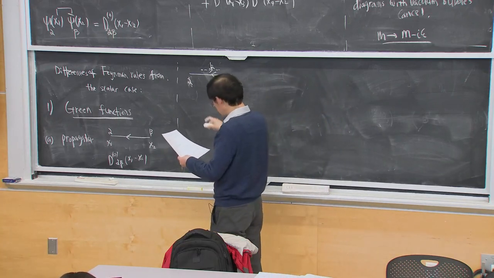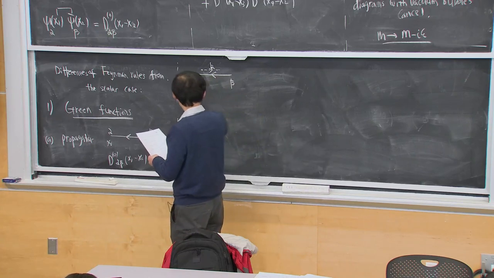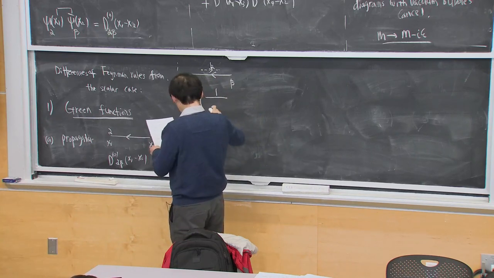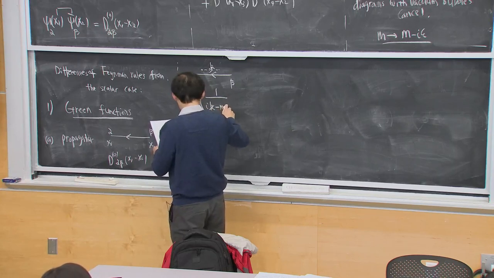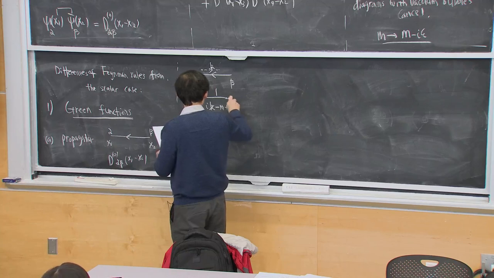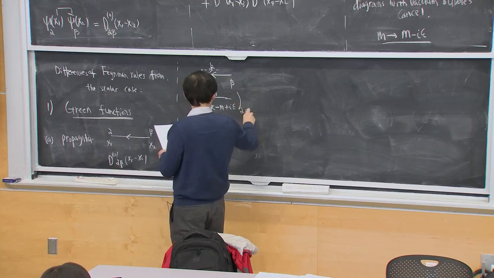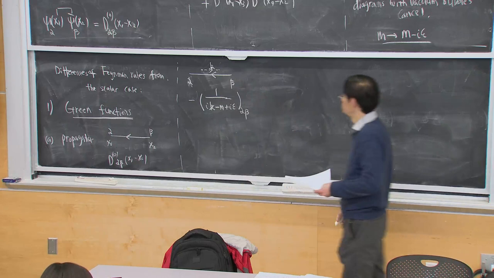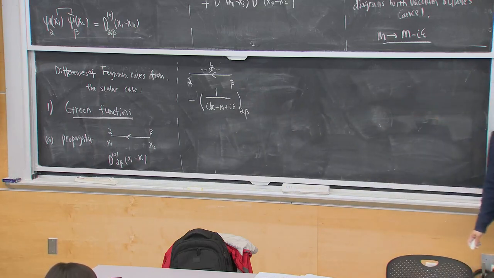And so in momentum space, the propagator is given by what we have already written before. It is given by minus one over i slash p minus m plus epsilon, with indices alpha beta. Yes?